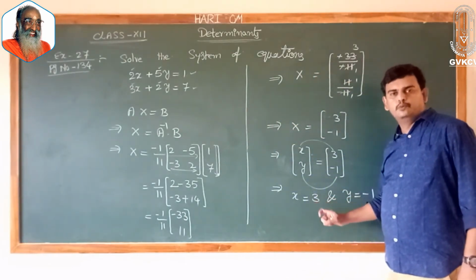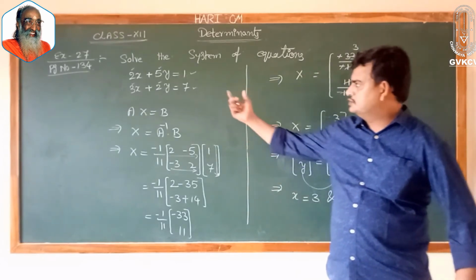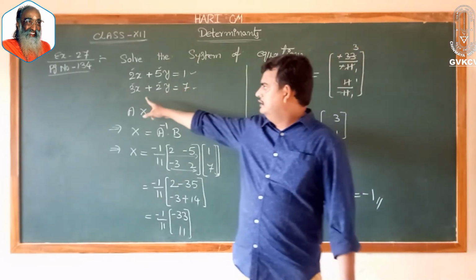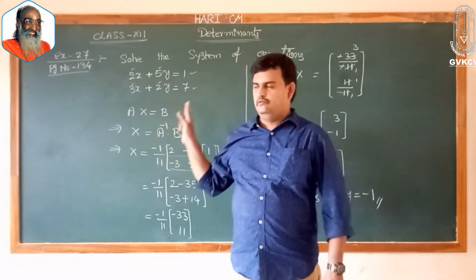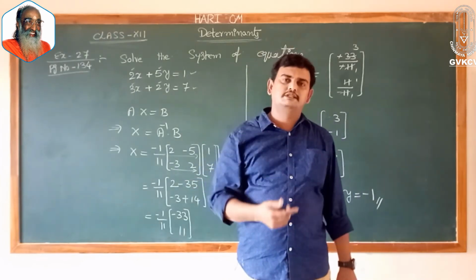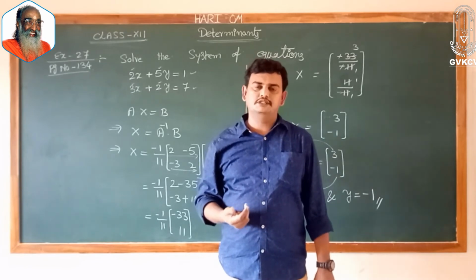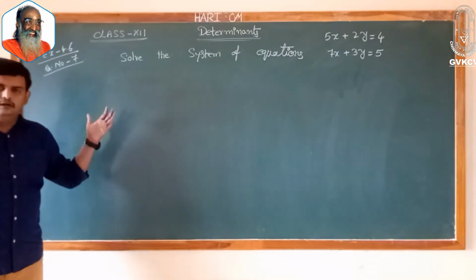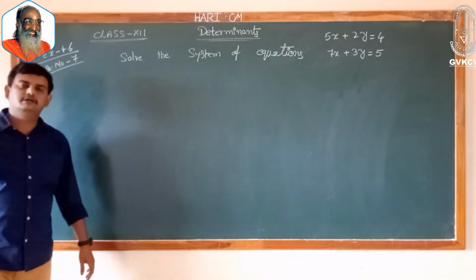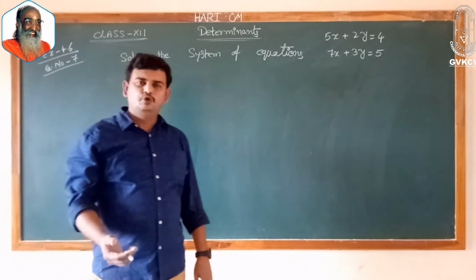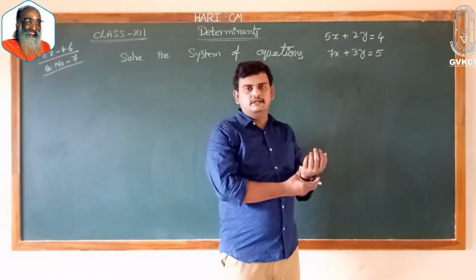So this is the procedure to solve the system of linear equations for two variables. Today we restrict ourselves to two variables. In our next class, we will see how to solve the system of linear equations in three variables. Let us see one exercise problem again to solve a system of linear equations in two variables. Now, the system of linear equations is given to us.